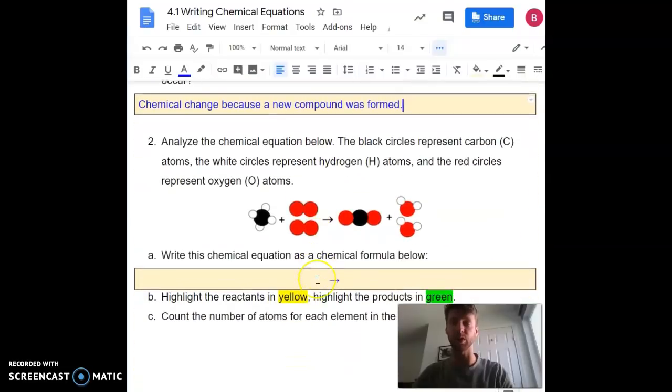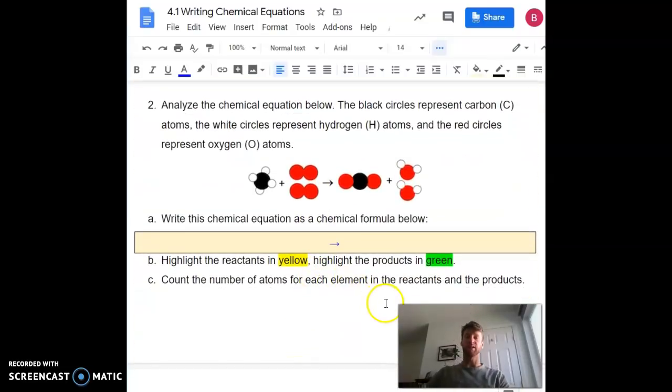Let's move on to question number 2. All right, taking it one step harder. Analyze the chemical equation below. The black circles represent carbon atoms, the white circles represent hydrogen atoms, and the red circles represent oxygen atoms. So write this chemical equation as a chemical formula below.